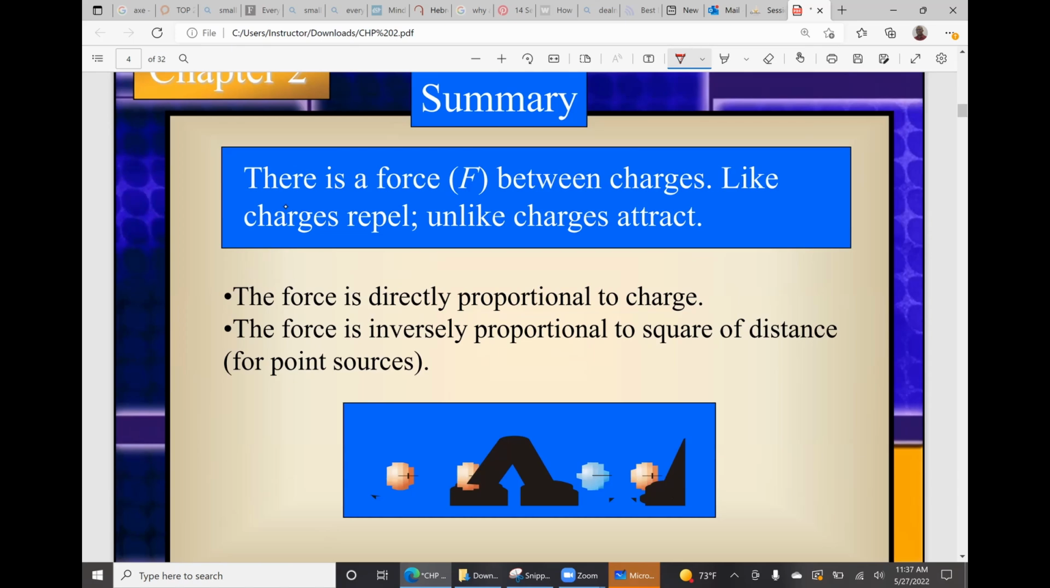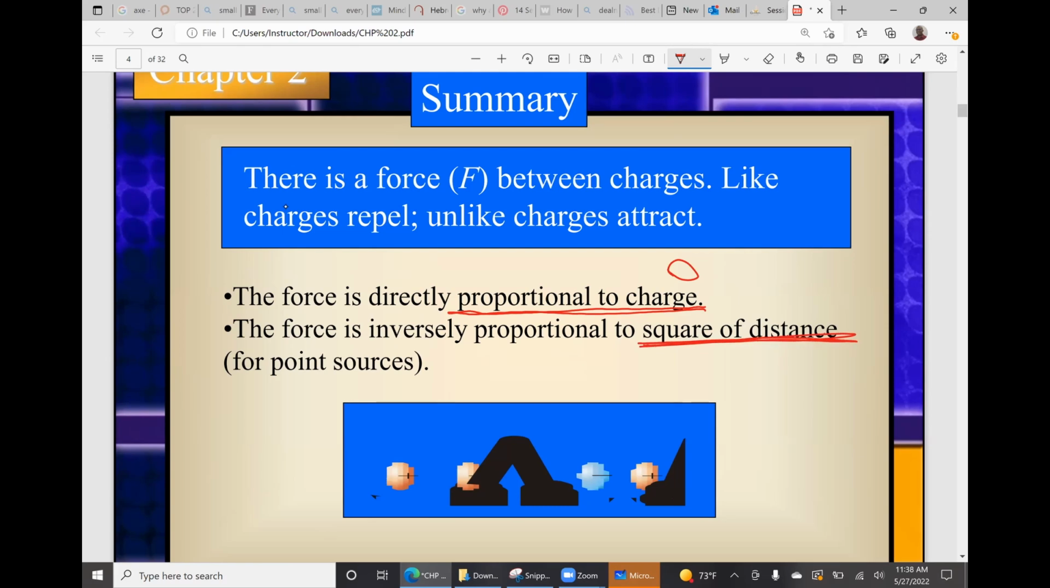Okay, there is a force between the charges. Very quickly, again, this force is directly proportional to the charge, right? The force is proportional to the charge, and the force is inversely proportional to the square of the distance, right?